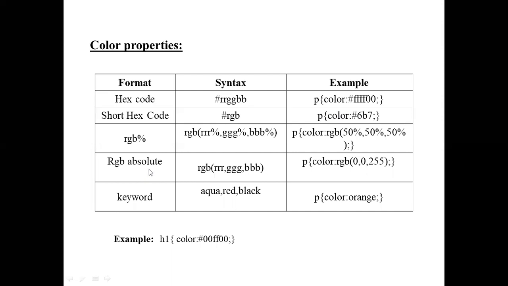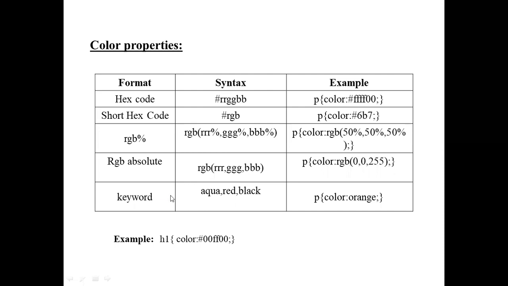Next, RGB absolute. Here RGB with red color, green color, blue color values. So here we apply color: RGB(0, 0, 255), that is red color 0, green color 0, and blue color is the maximum value, that is 255. The value range is 0 to 255, so we took the maximum value 255. So this color is applied to the paragraph.